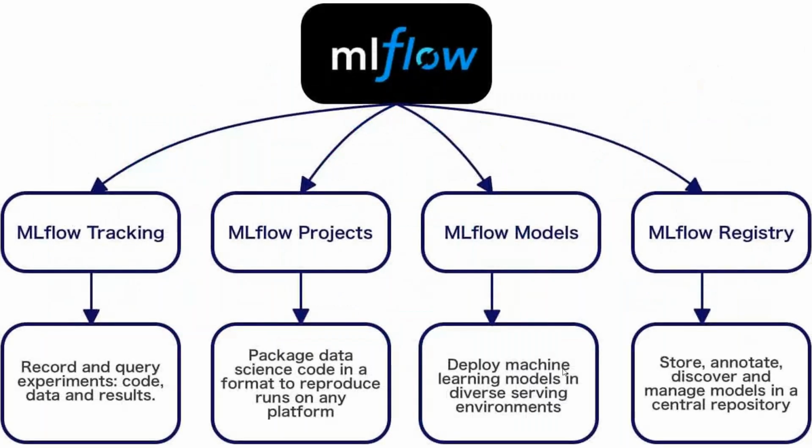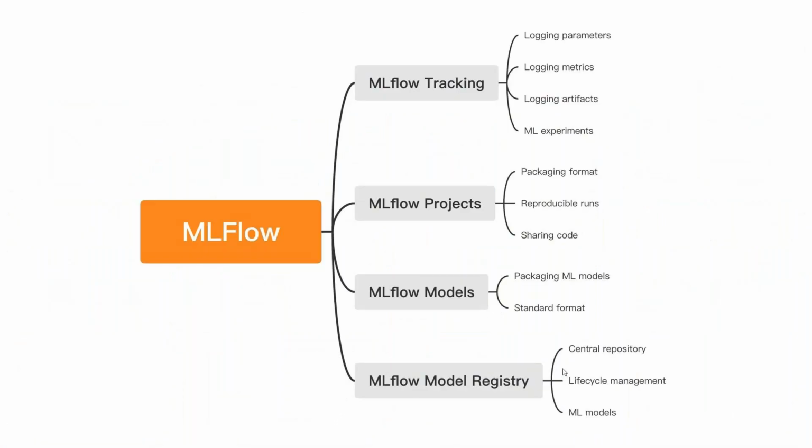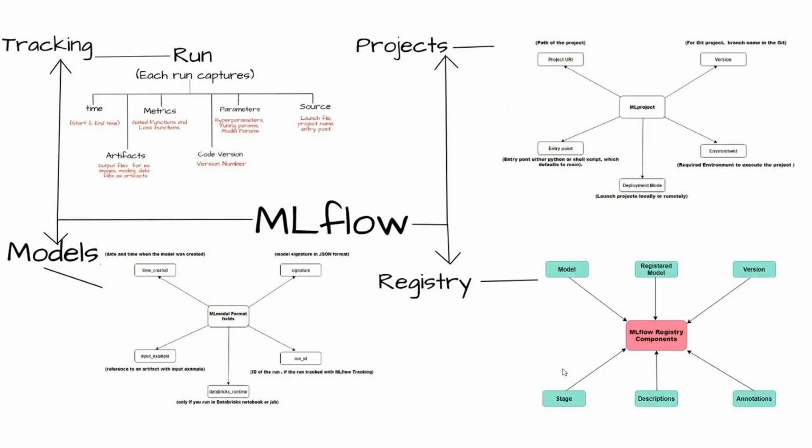Okay, so we now understood what exactly the components of MLflow are. Once again, MLflow includes tracking, projects, models, and registry. Tracking: logging parameters, logging metrics, logging artifacts, and experiments. Projects, which is nothing but a packaging format, a reproducible run, sharing code. Models, which is packaging ML models, standard formats, and registries like a central repository where you do the model lifecycle management. So this is the complete flow.